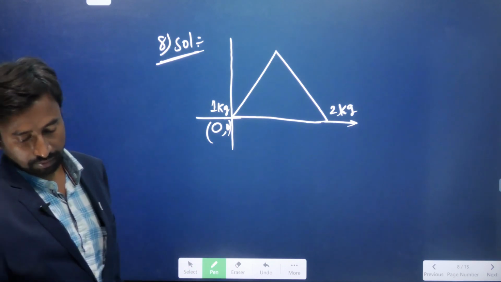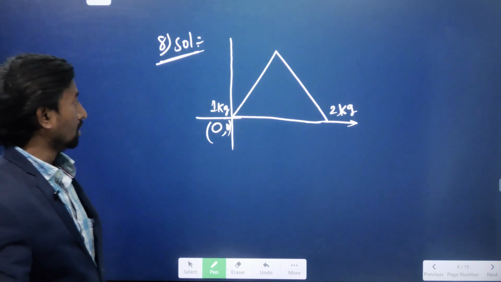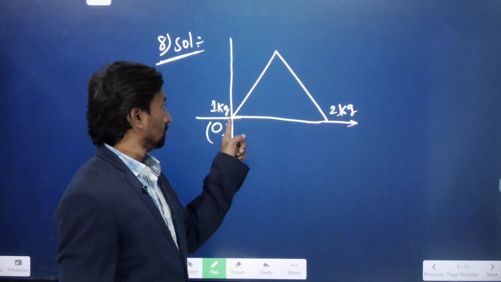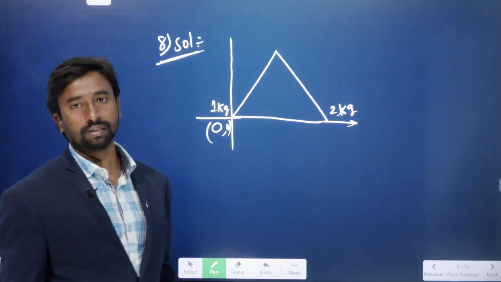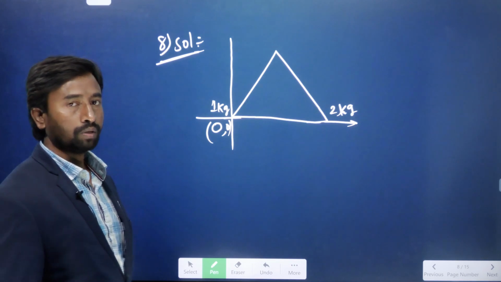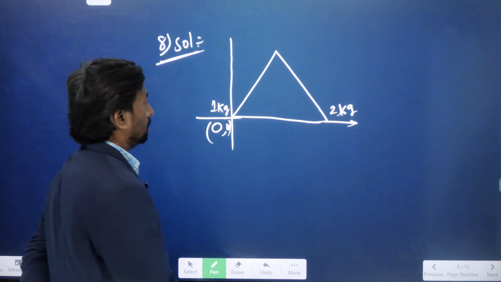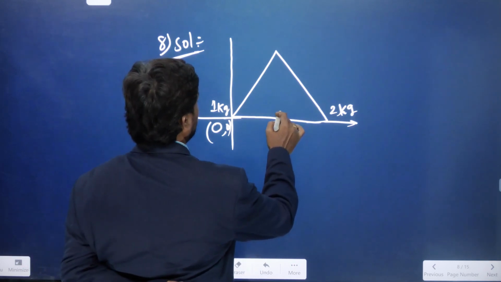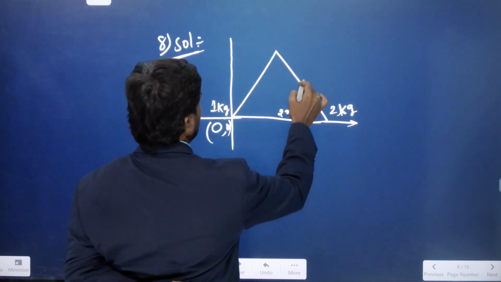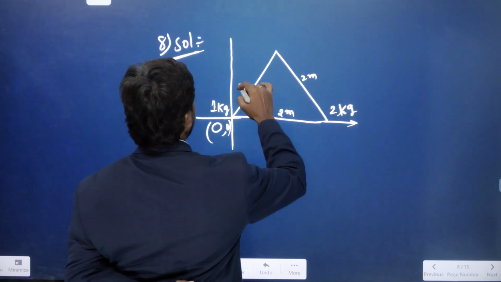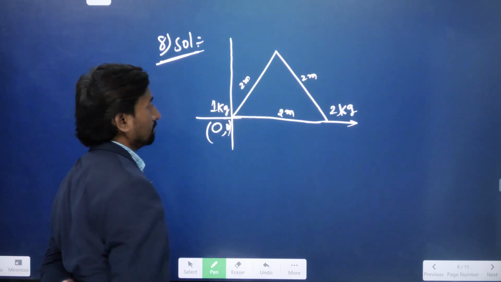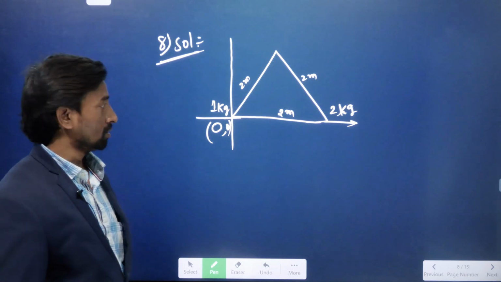Given there is the perimeter. The perimeter of the equilateral triangle is 6 meters. The perimeter is nothing but the total length of the 3 sides, 6 meters. Now each side, how much will it be? Each side is 2 meters, no? This is 2 meters, this is 2 meters, this also is 2 meters.